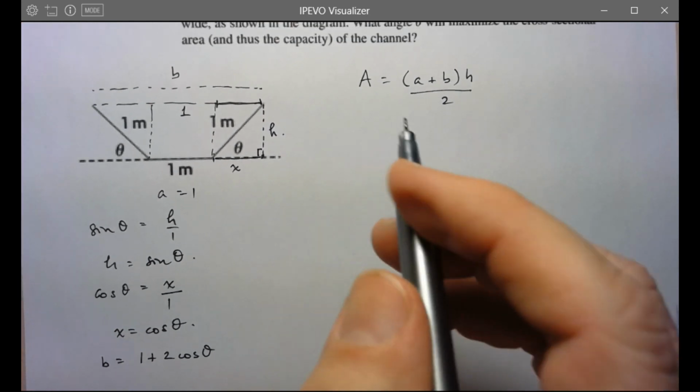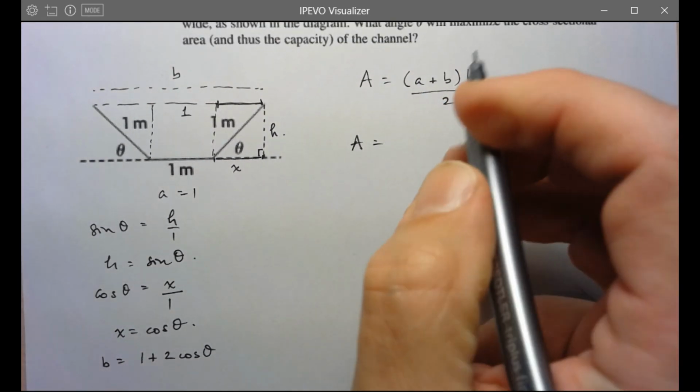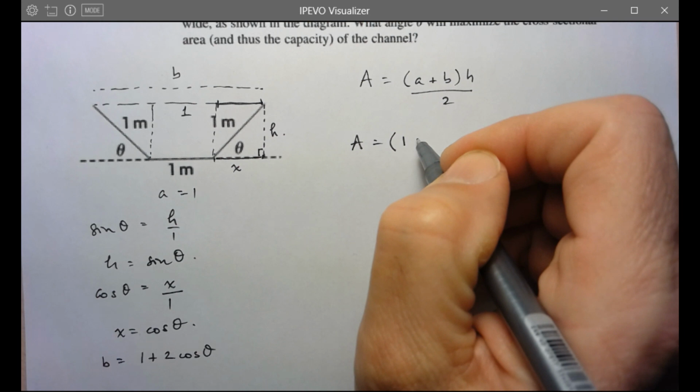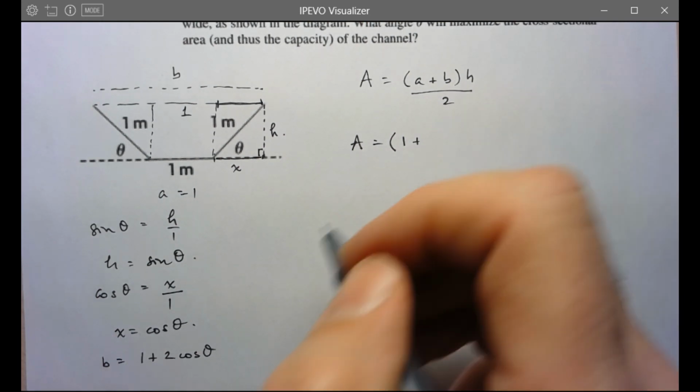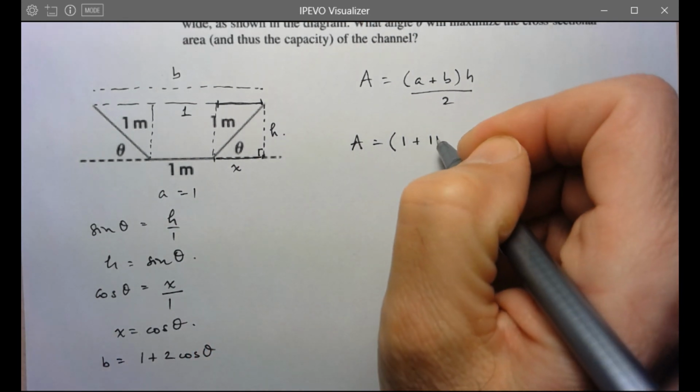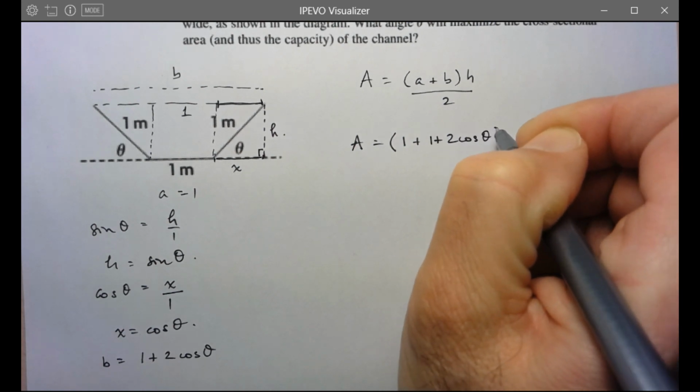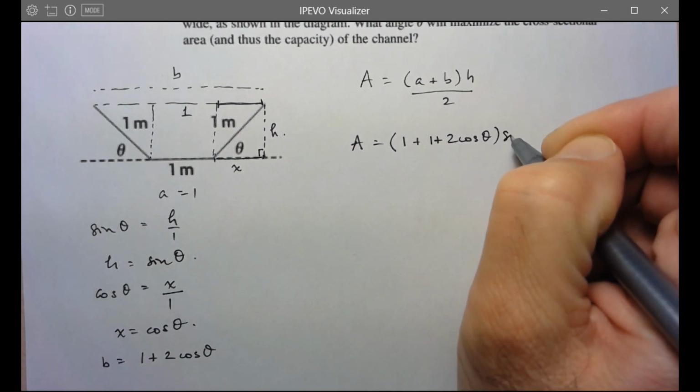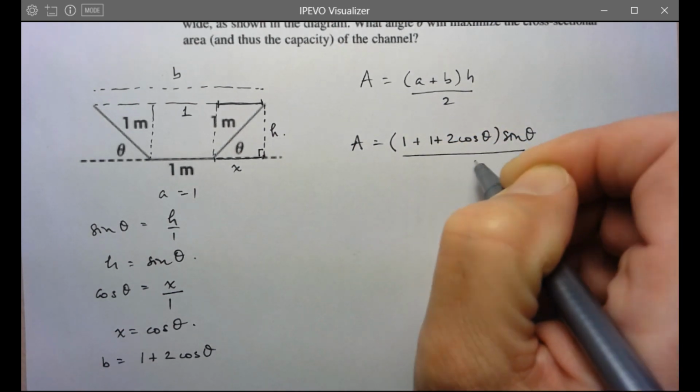All right, so let's put this into our model here. So we've got A, the area, was just equal to 1 plus B, which we said was just equal to 1 plus 2 cos theta, times the height, which is just sine theta, all over 2.